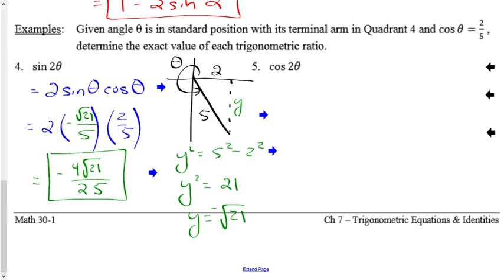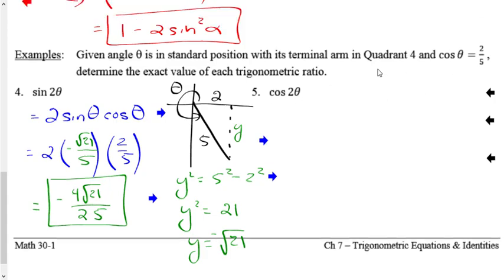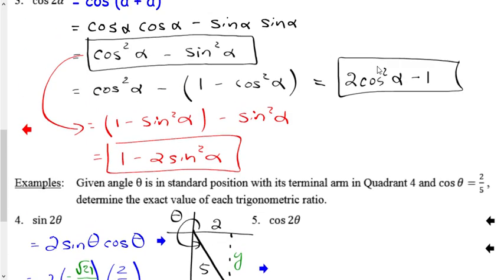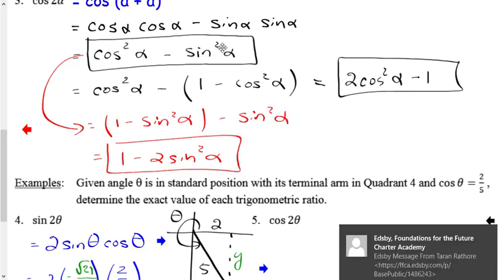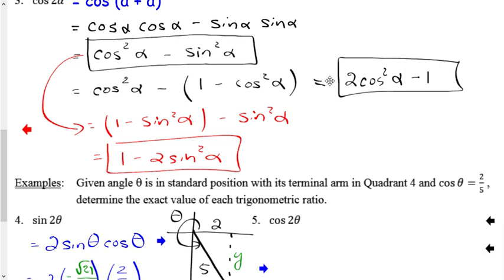Question number 5 is similar, but I have some more options. So I have the double angle for cosine, and I know the value of cosine theta. So as I look back at the three identities that I have up here, this first one has a cosine and a sine. The second one only has cosines, and the third one only has sines. So this second one will be the most useful, or the easiest, for me to get the answer.